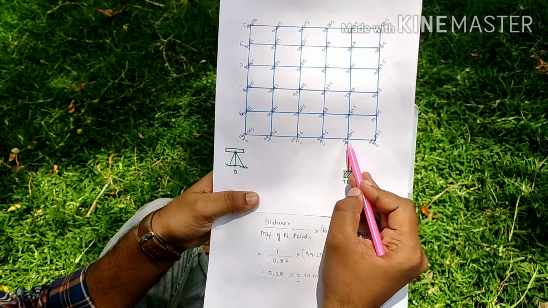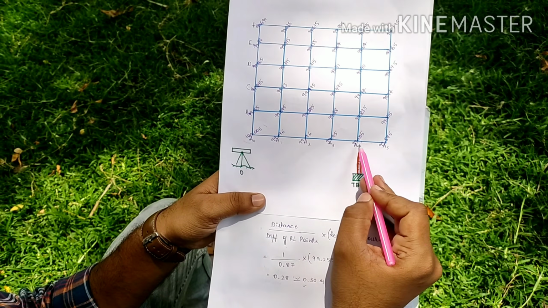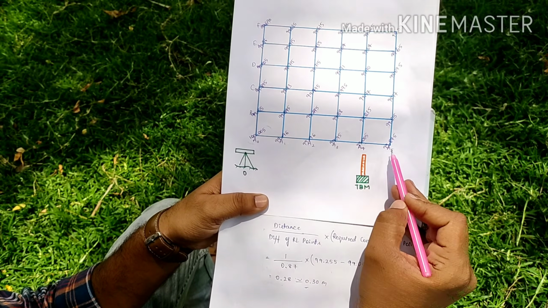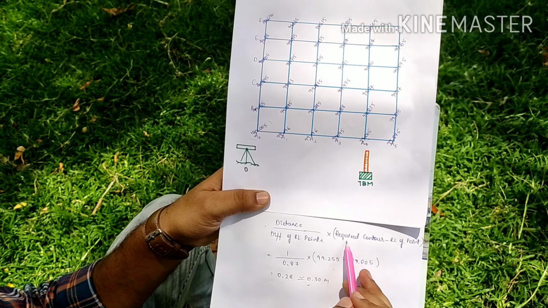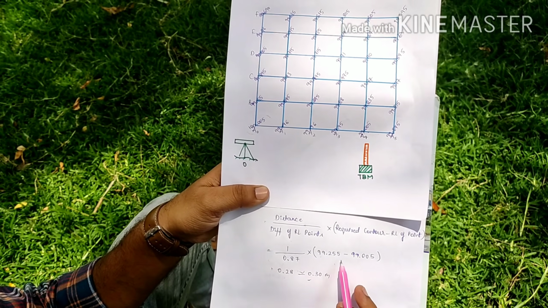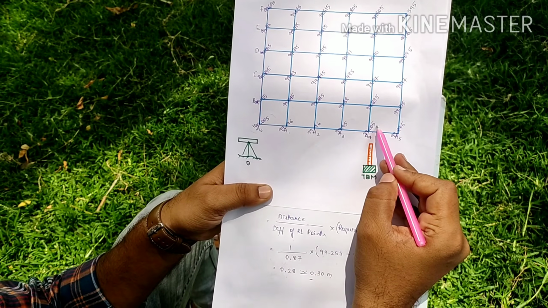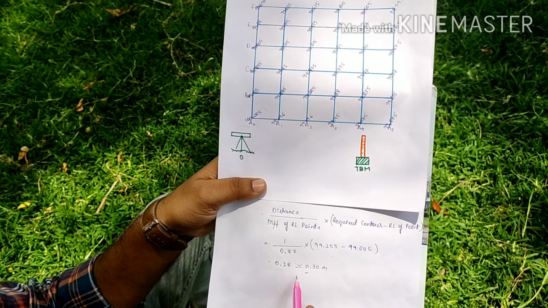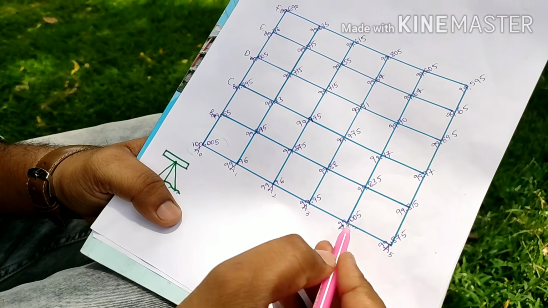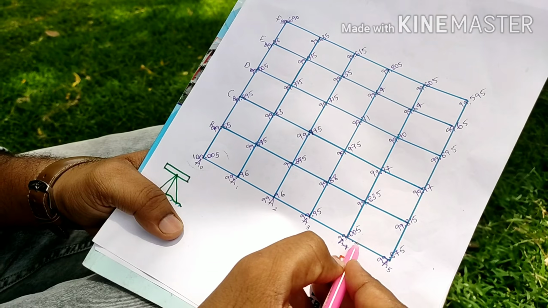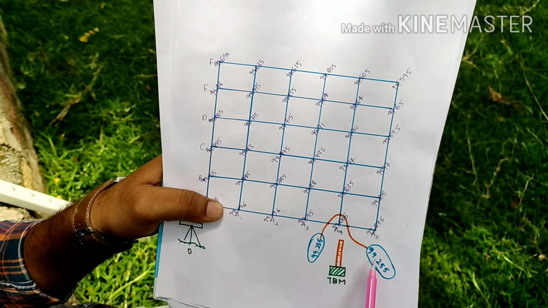Here the distance between the two blocks is 1 meter and the difference between the two RL points, that is 99.005 and 99.875, is 0.87 meter, and the required contour is 99.255 meter minus RL of the point, 99.005 meter. So we get 0.30 meter. After getting 0.30 meter by interpolation, mark it on the block. After marking the points by interpolation, we are going to plot the contour.